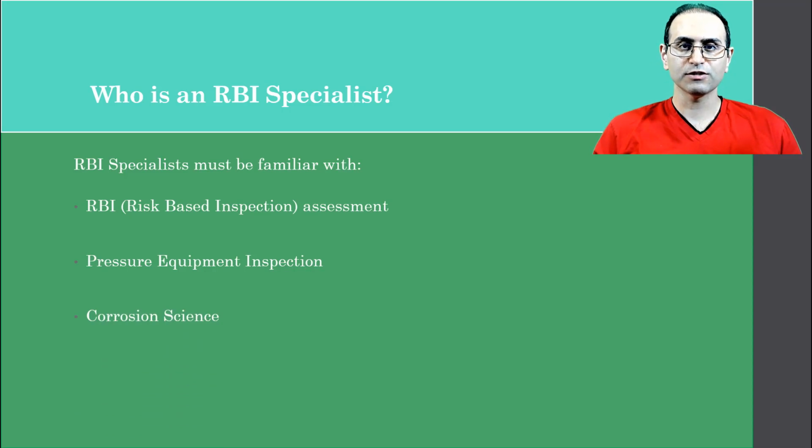Next one is corrosion science. I strongly recommend you to be a corrosion specialist as well. And in order to do so, you don't need to do so many things. As long as you're familiar with the API 571 recommended practice, you should be good. And I strongly recommend, if you want to work as an RBI specialist in this industry, consider taking the API 571 exam, because it gives you the certificate.